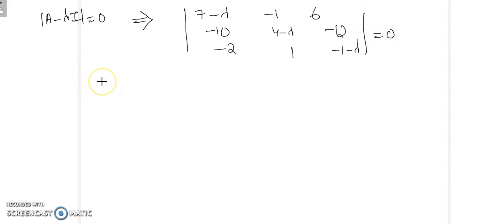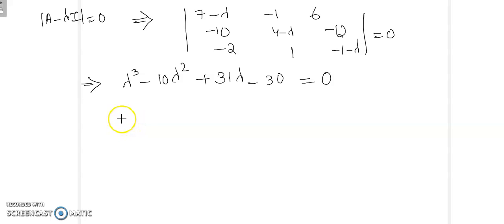So I am not doing the simplification, so I leave it to you. So I'm just going to write the cubic equation. So you'll get lambda cube minus 10 lambda square plus 31 lambda minus 30 equal to 0. So you can solve this using calculator.